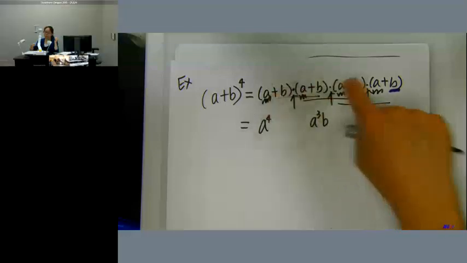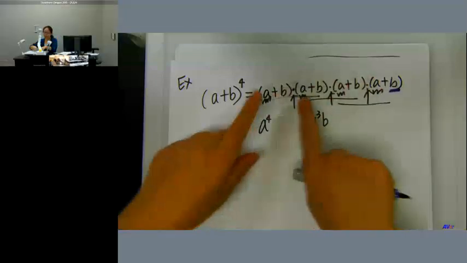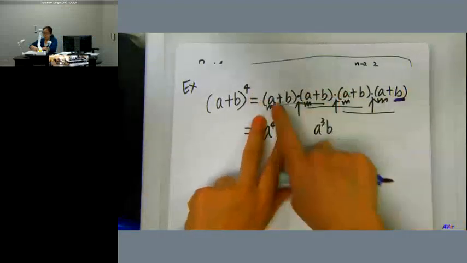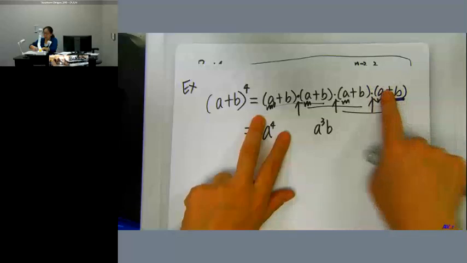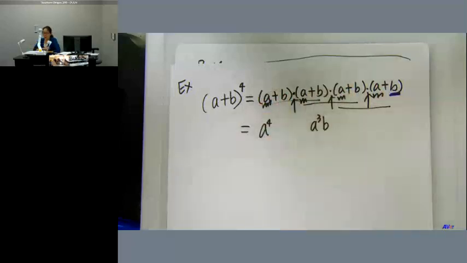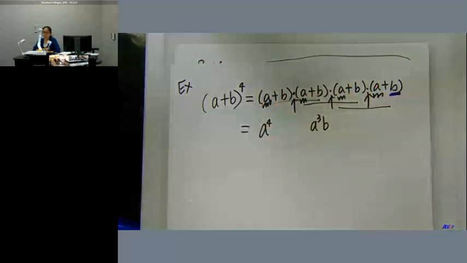Pick 3 A's, 1 B. How many ways are there? I gave you a few examples. I can pick AAAB, or AABA, or ABAA, or BAAA, or others, right? So how many ways do you think we have? We need a formula. Think about what we just learned last Wednesday, combination.